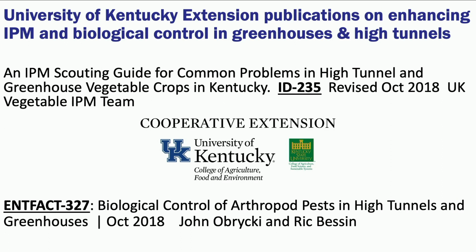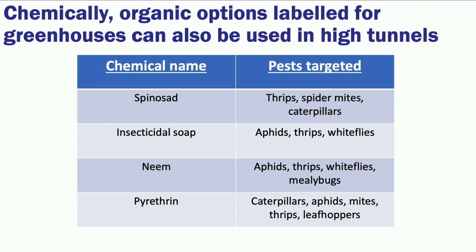If you want to learn more about biocontrol in high tunnels, we have IntFact 327 from the University of Kentucky and Kentucky State Extension Service. This was produced by John O'Bricky and Rick Besson, and it goes through lists of where to buy some of these and how to pair them with specific pest problems. This is one that we'll be updating soon, but it still provides really good information from two excellent professors. And then we can talk about chemical suppression.